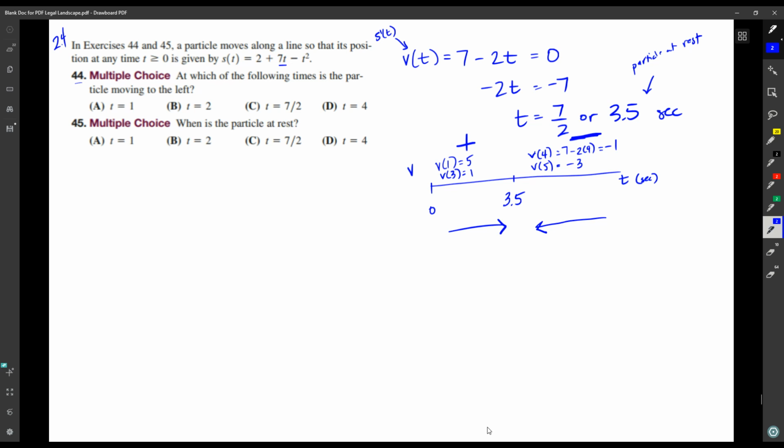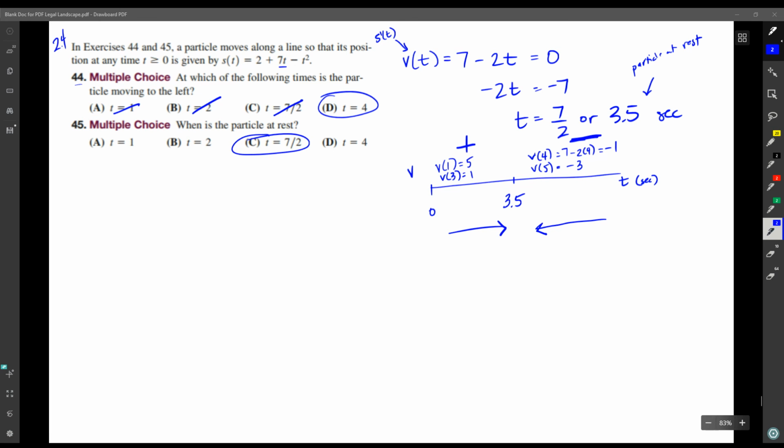That's the question. So not at time 1, not at time 2, not at time 7/2 or 3.5 when the particle is at rest. D is our only answer there for 44. Next, when is the particle at rest? Oh, we just answered that question. It's at time t equals 7/2. We've got it, and that's all of 44 and 45.